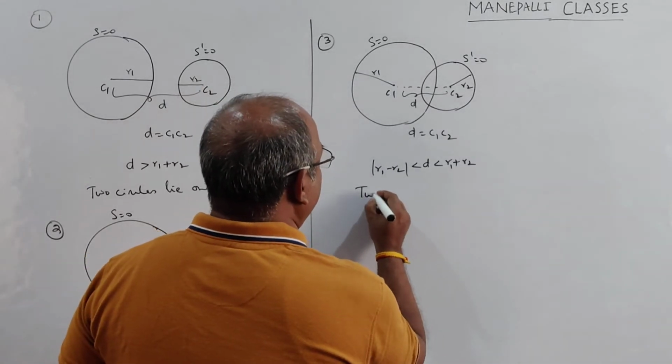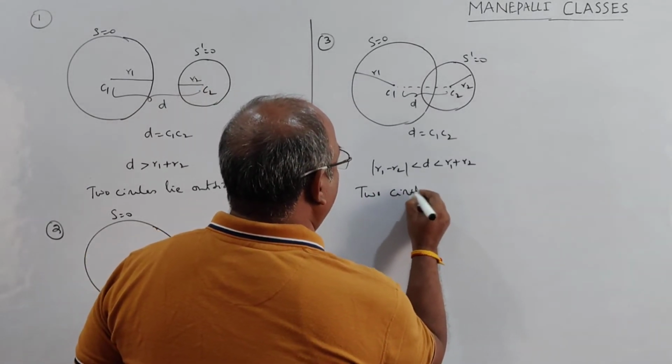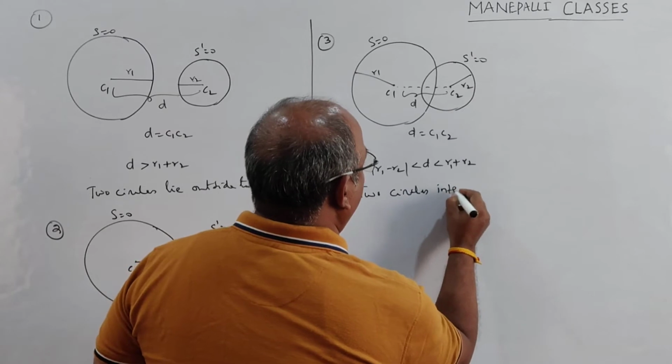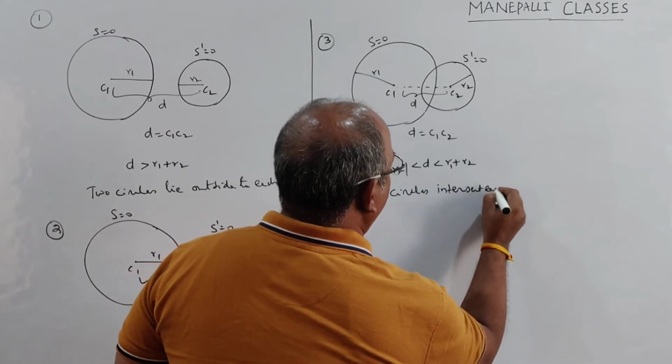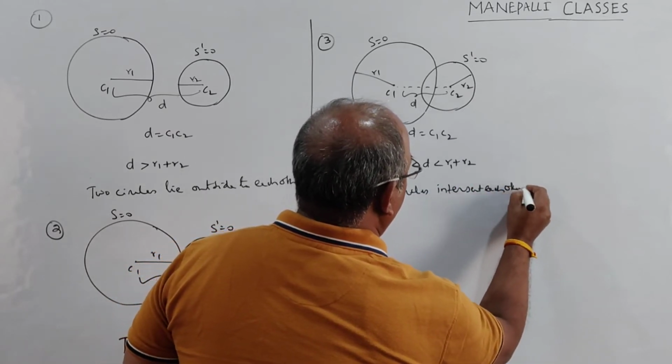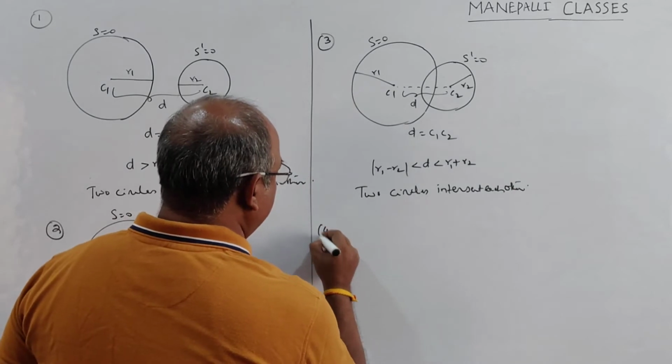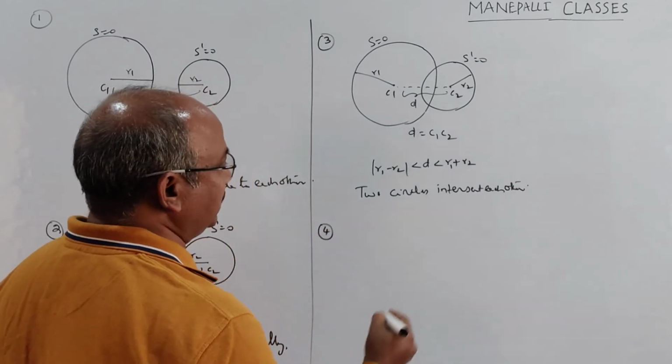Two circles intersect each other. Let us have the fourth case.